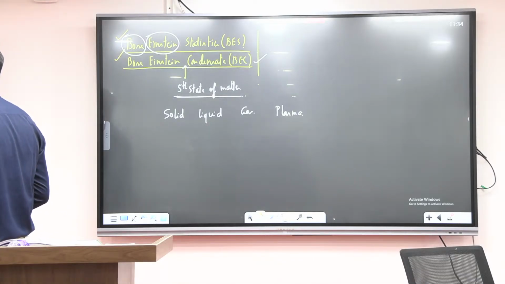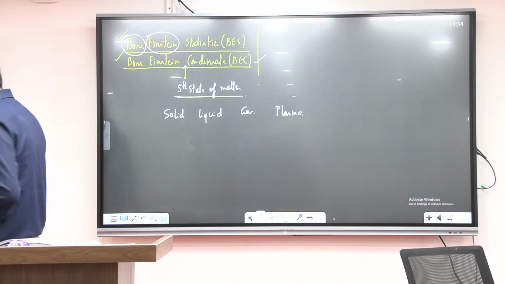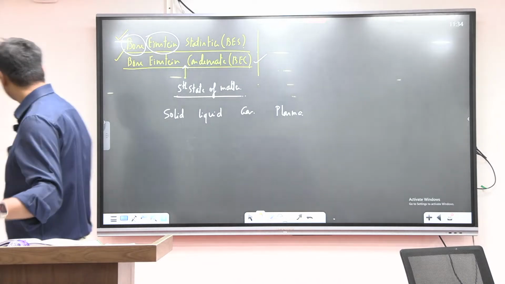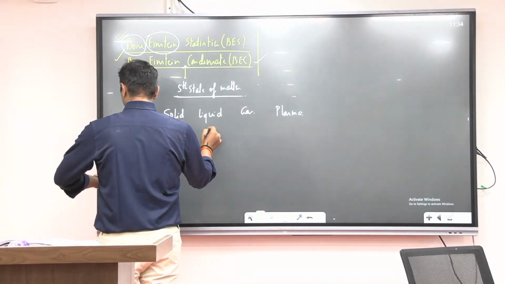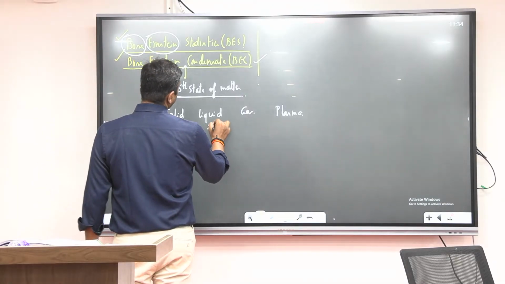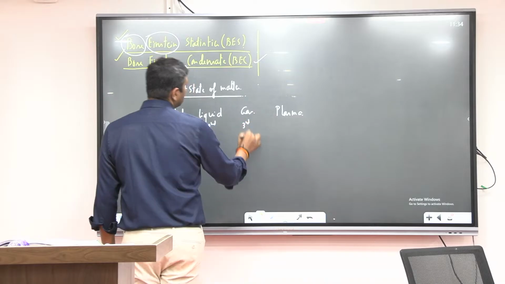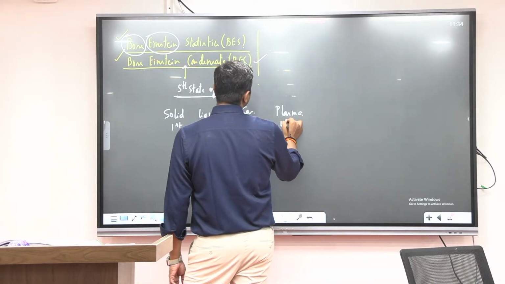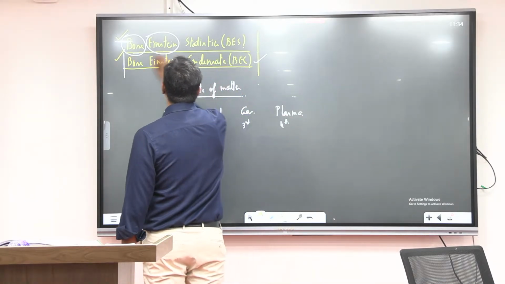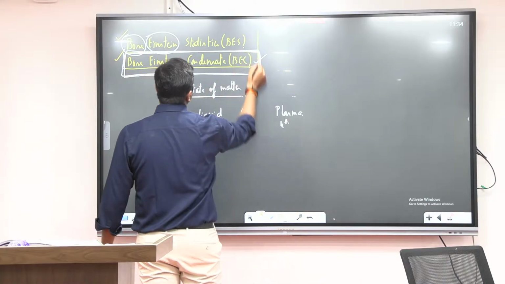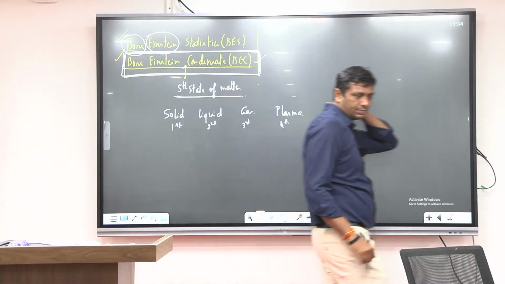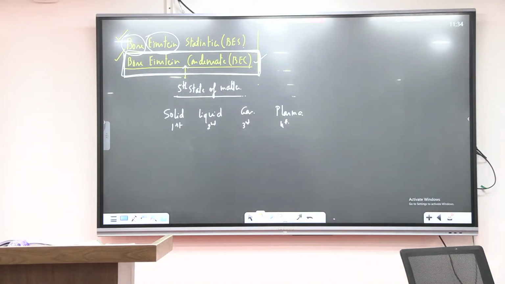First state, second state, third state, fourth state are mentioned on the board. First state of matter, solid. Second state of matter, liquid. Third state of matter, gas. Fourth state of matter, plasma. Fifth state of matter is the Bose-Einstein condensate.